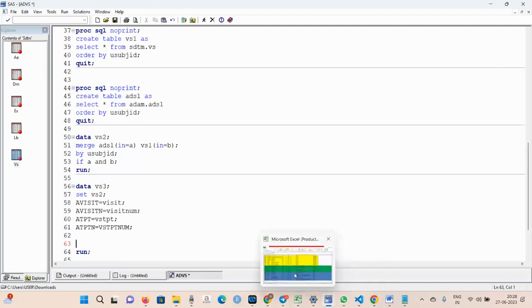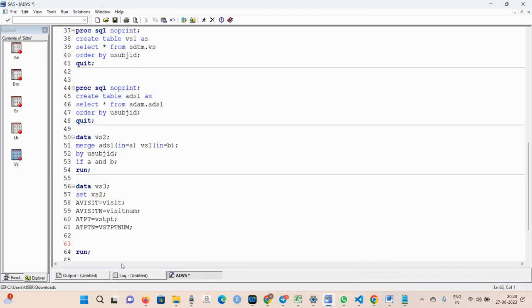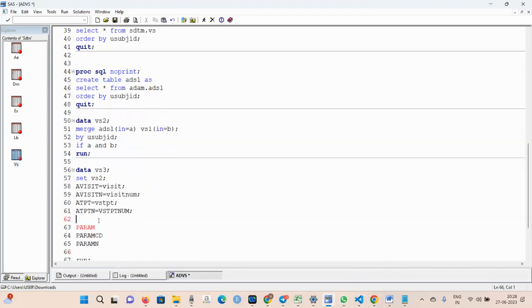So the next two variables are PARAMCD, PARAMN. All the BDS data structures would have PARAMCD, PARAMN. By this one you can identify the structure is related to BDS.